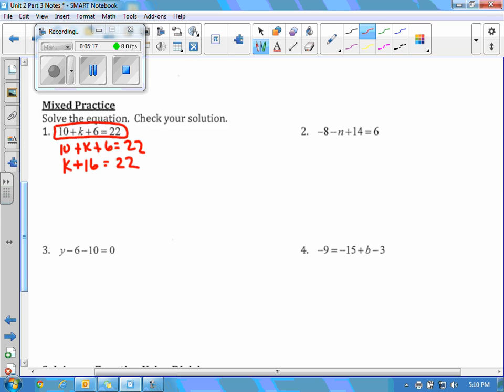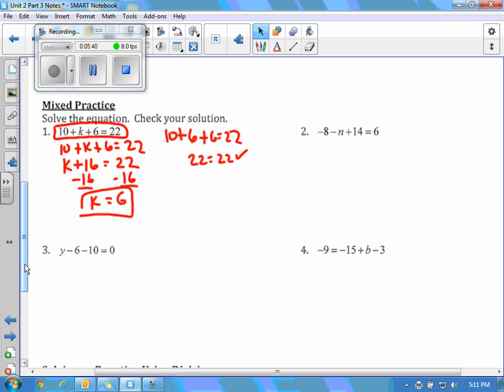I have addition on the left side of the variable, so I'm going to subtract to undo that operation. So k equals 22 minus 16 is 6. It asks me to check my solution. So 10 plus, I replace k with 6, plus 6 equals 22. 10 plus 6 plus 6 is 22. So I know I'm correct there.